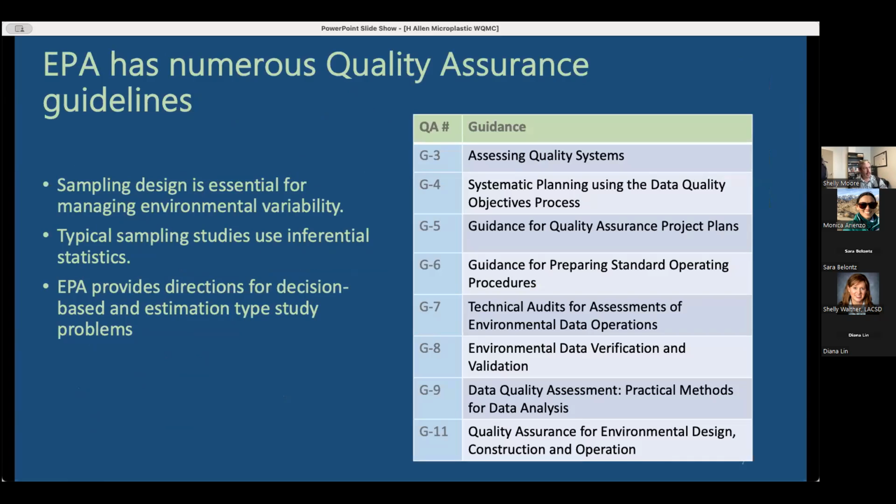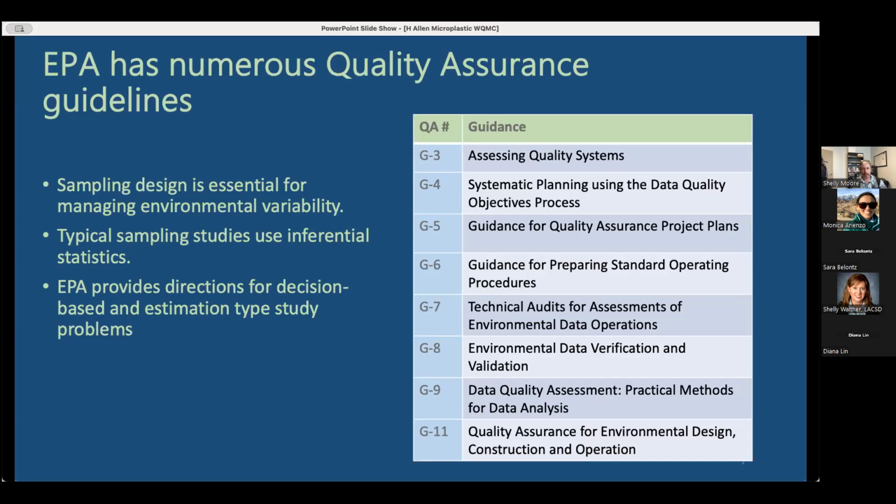Here are all the EPA quality assurance guidelines. They seem a little boring, with very bland titles. Interestingly, there's three that are very, very useful that I think we can capitalize on for the playbook. And those in particular are G4, which is the use of data quality objectives, which I'm going to talk about.